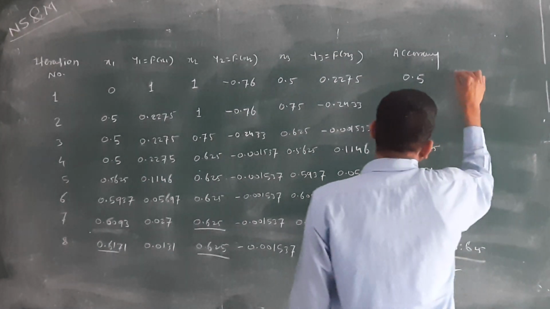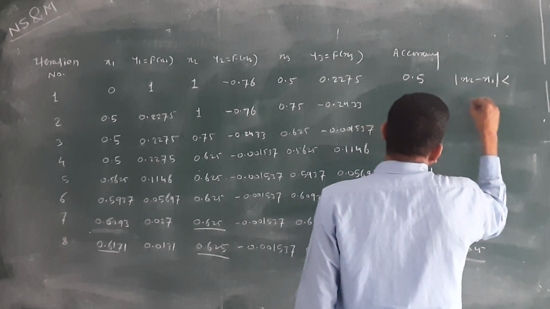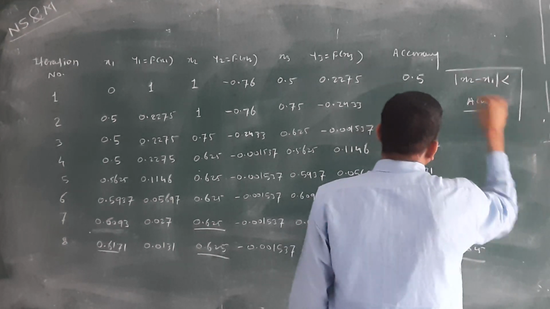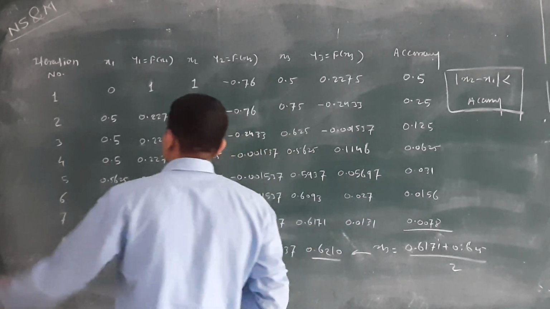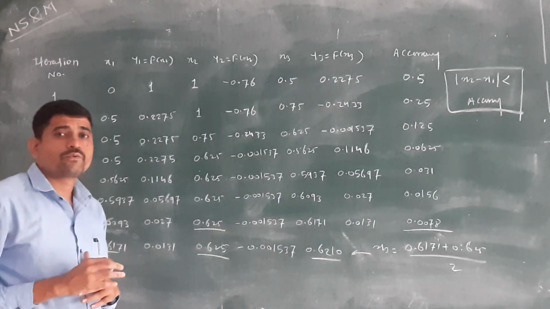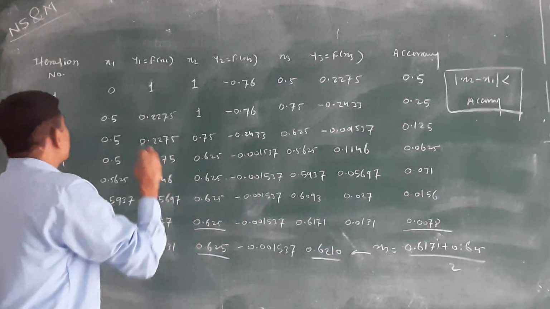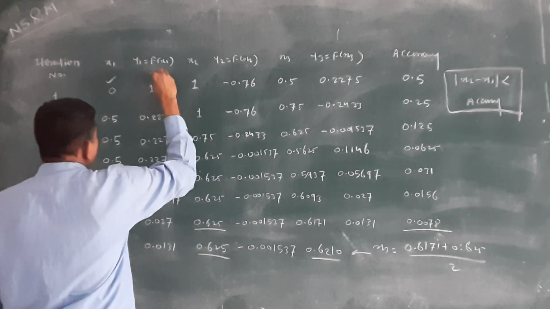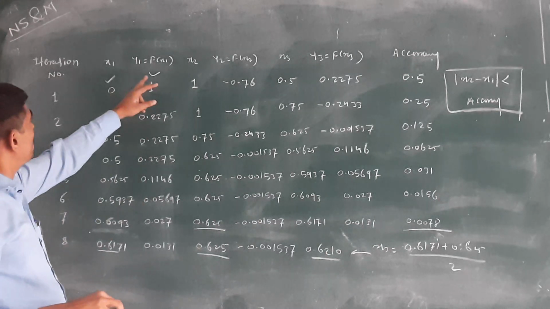Which condition? The mod of x2 minus x1 is less than the accuracy. This condition will be satisfied. Okay, we want to satisfy that condition. In the first iteration, what have we done? We have assumed the initial guesses. What is the value of x1? We have assumed that x1 is equal to 0, and you will get y1, meaning f of x1.